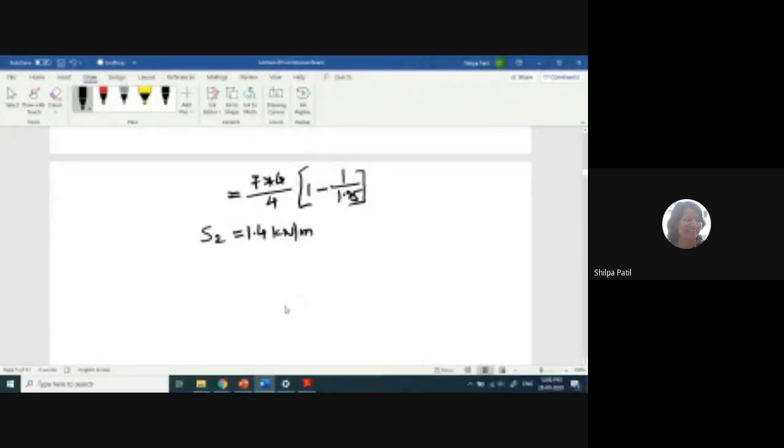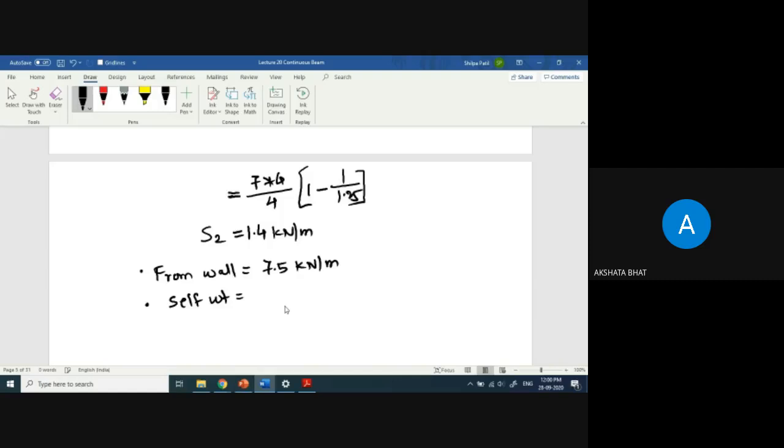Now the load from the wall is the same as earlier. Tell me the value quickly. 7.5. And the self weight will also remain the same. The value is 2.185. Find out the total load. So this is W, 11.085.